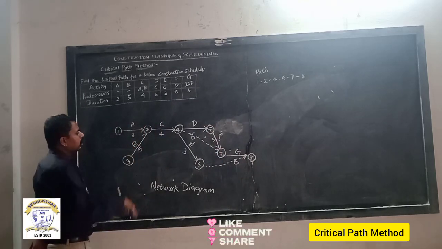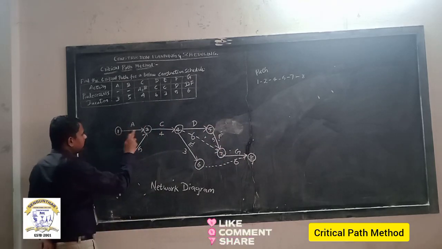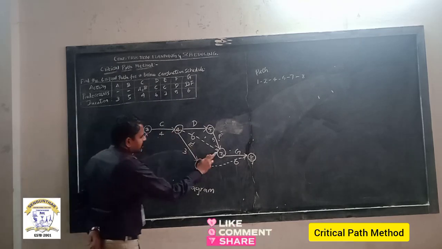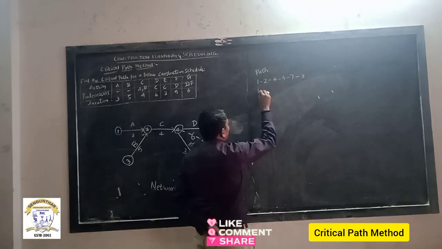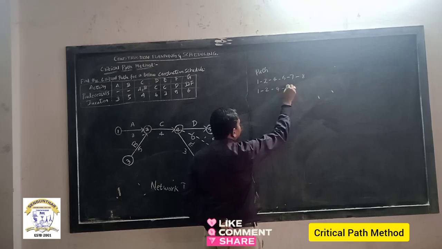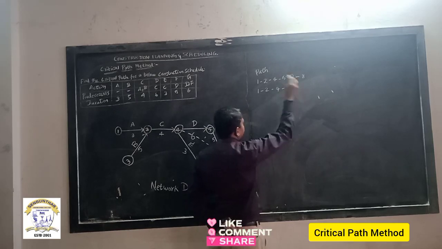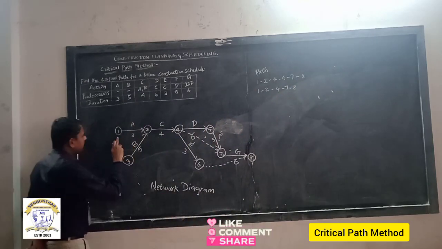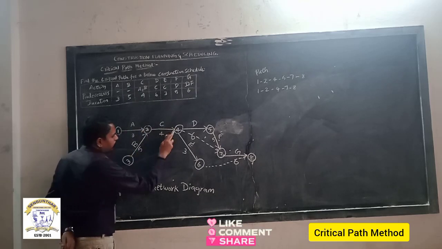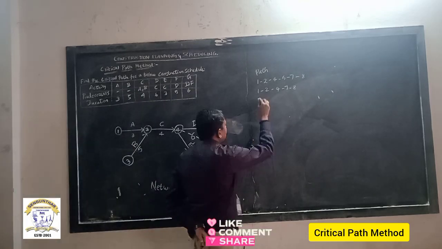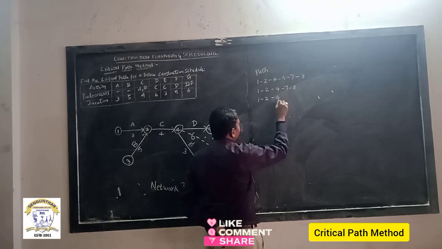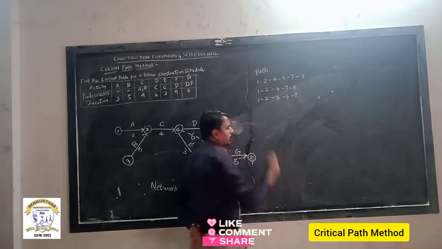Is there any other possibility? Right. See here, 1, 2, 4, 7, 8. Is there any other possibility? Right. 1, 2, 4, 6, 8.